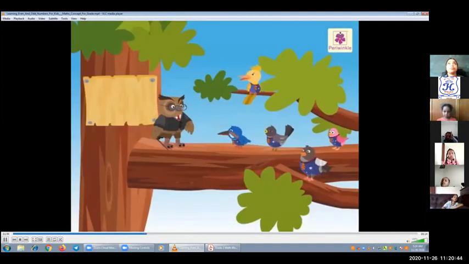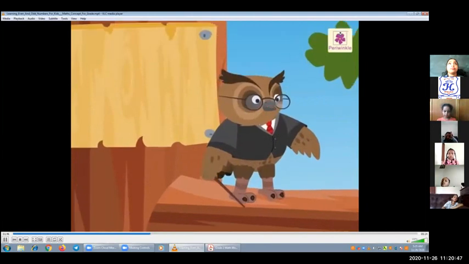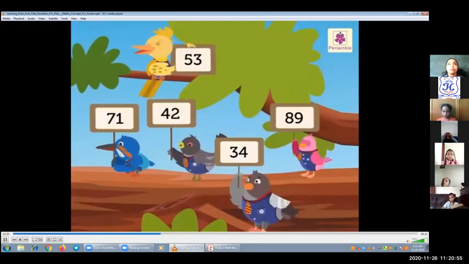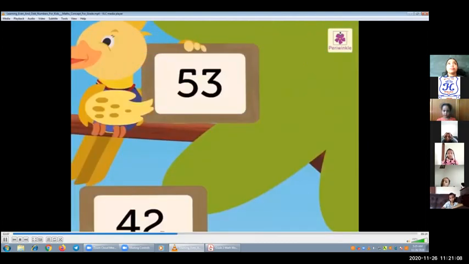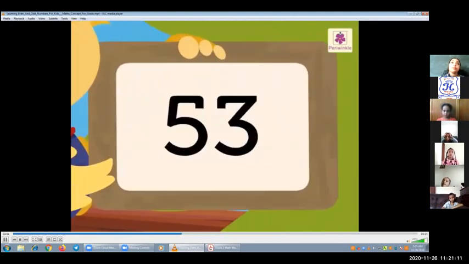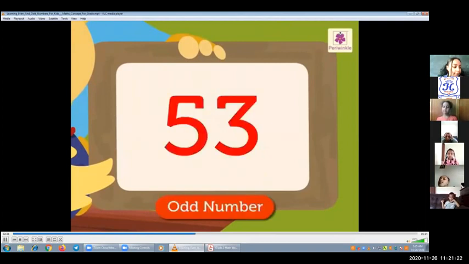Now, let's try to find out some odd and even numbers from the given numbers. Look at the numbers 53, 71, 42, 34, 89. First, let us look at the number 53. Here, the number 3 is in the ones place. So, 53 is an odd number.